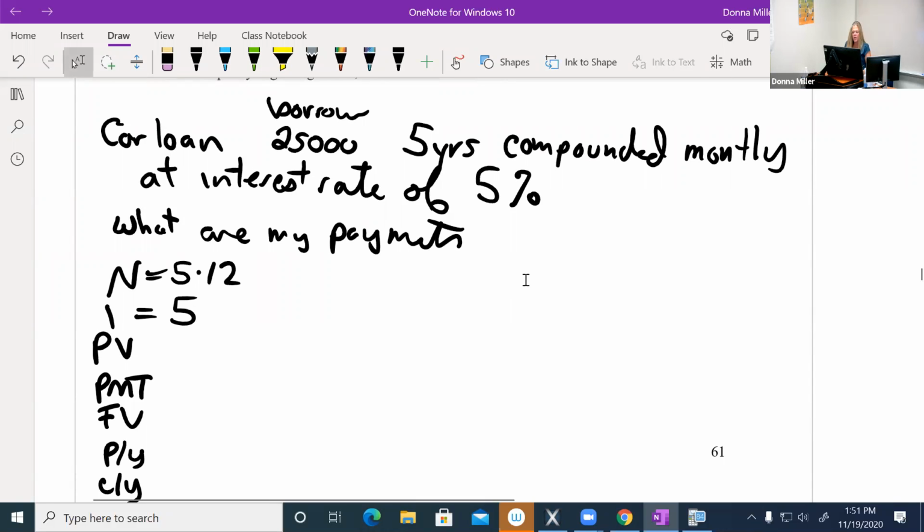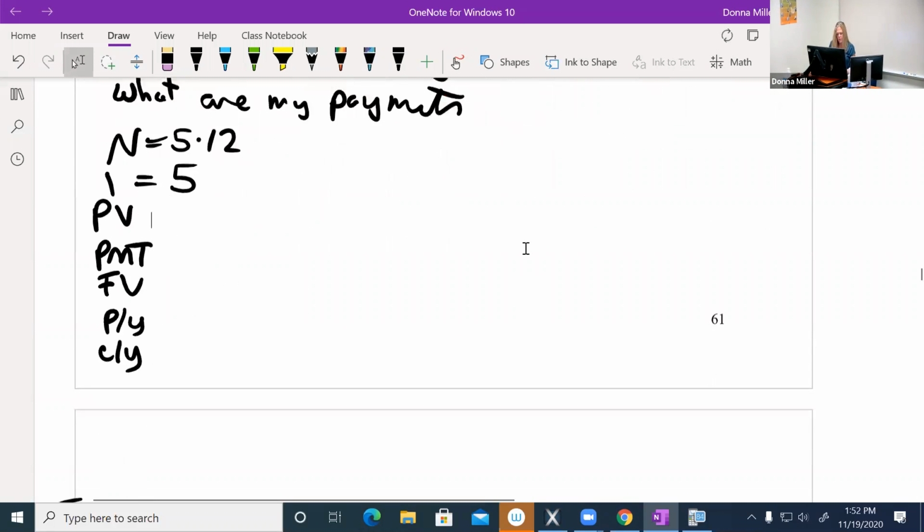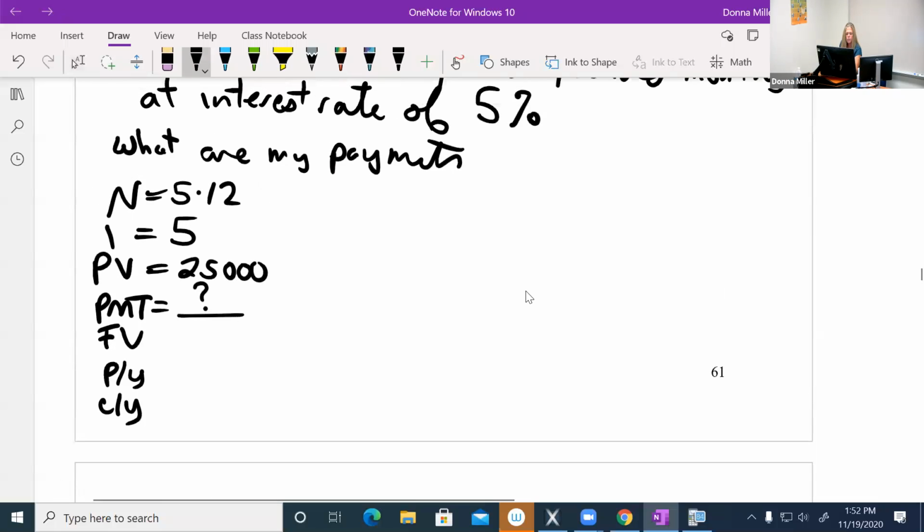The principal value, I'm not putting anything down on the car, so actually, no, wait a minute. The present value. I'm taking out a loan, so that loan is coming into my pocket. The present value would be whatever the loan was for, 25,000. That's positive, it's coming into my pocket. I'm trying to figure out what the payments are, so I don't know what that is. The future value, when you take out a loan, when it's paid off, the balance is 0. So the future value of the loan needs to be 0.